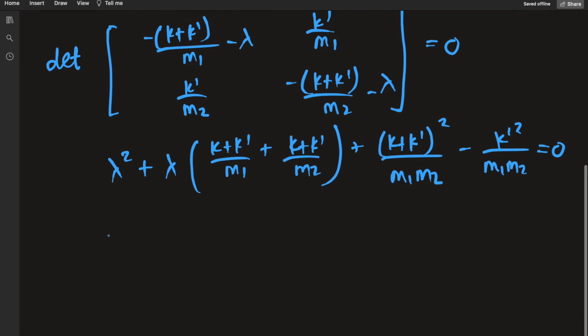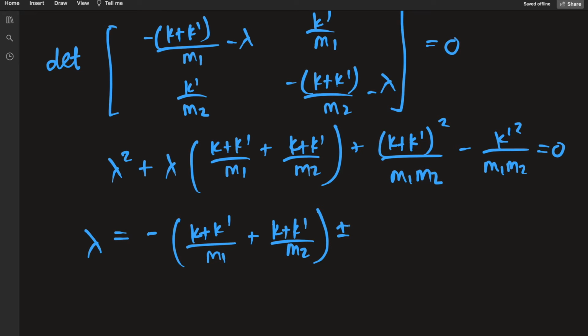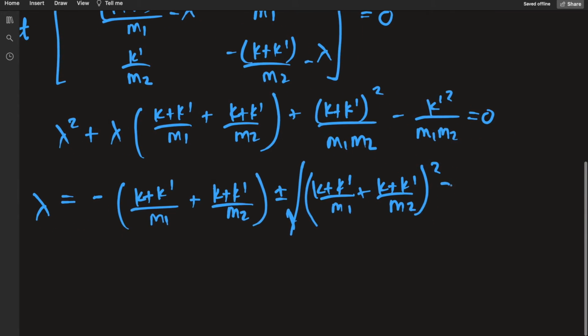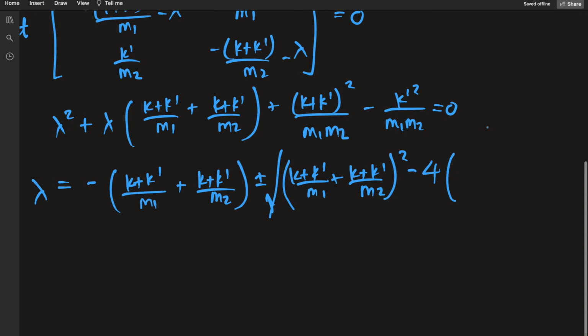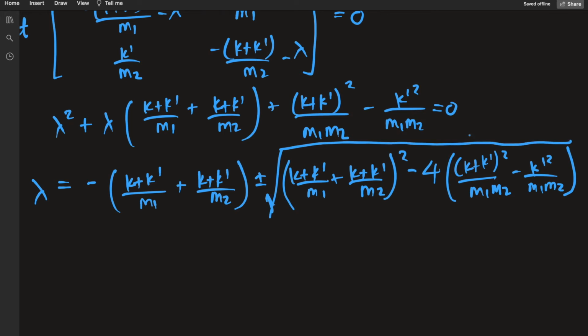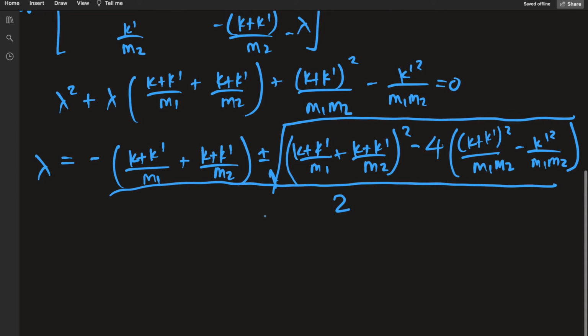If you use the quadratic formula, because that's the only savior we have right now, we get values of lambda as negative ((k plus k prime) over m1 plus (k plus k prime) over m2), plus or minus the square root of ((k plus k prime) over m1 plus (k plus k prime) over m2) whole thing squared minus, gosh, this is going to be big, 4 times ((k plus k prime) squared over m1 m2 minus k prime squared over m1 m2), all of this under one big square root, and we still have to divide by a factor of 2. This is the general expression for an eigenvalue of this system.